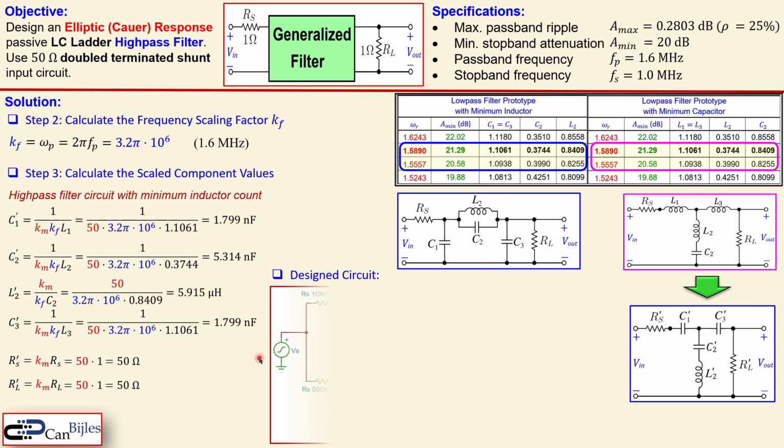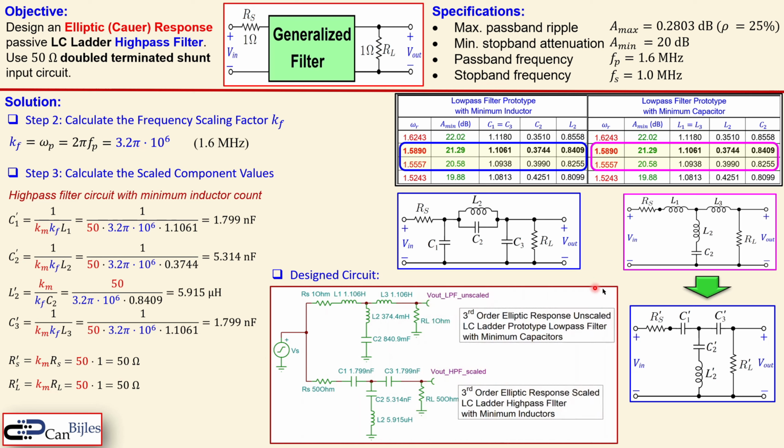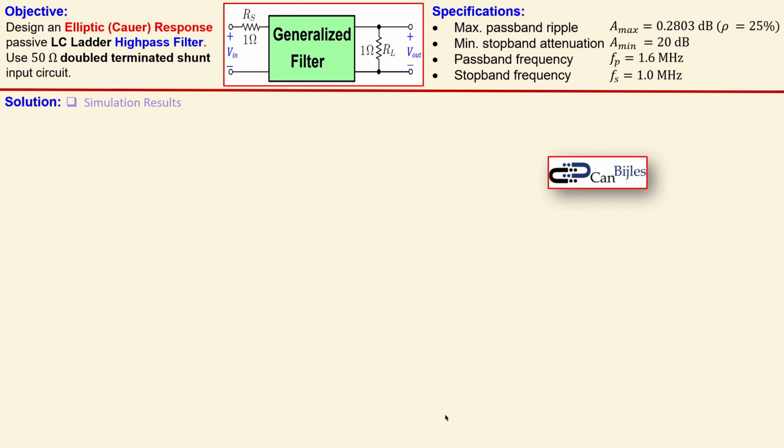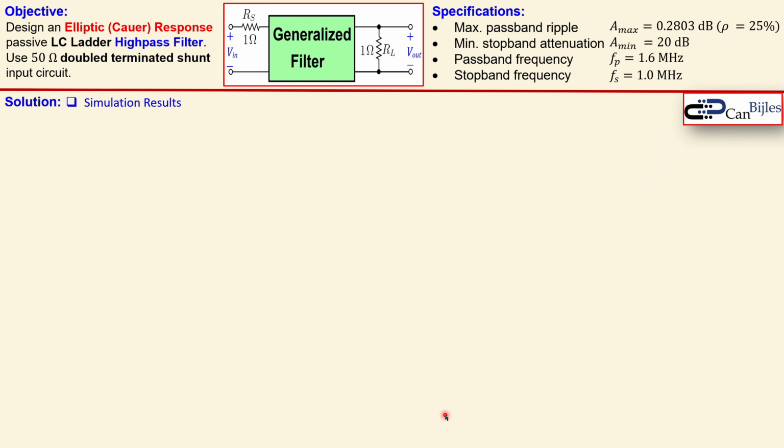Okay, now the designed circuit will be this. You see again here the prototype low pass filter, this T configuration. Now you see also the capacitors C1, C2, C3 and L2, and also the RS and RL scaled up to 50 ohms. Okay, now let's look at the simulation results for each filter circuit arrangement.